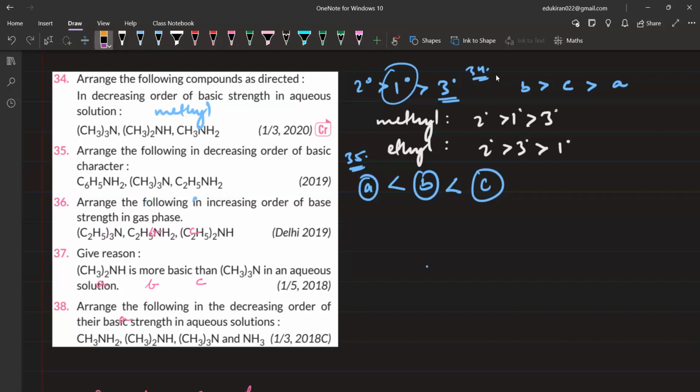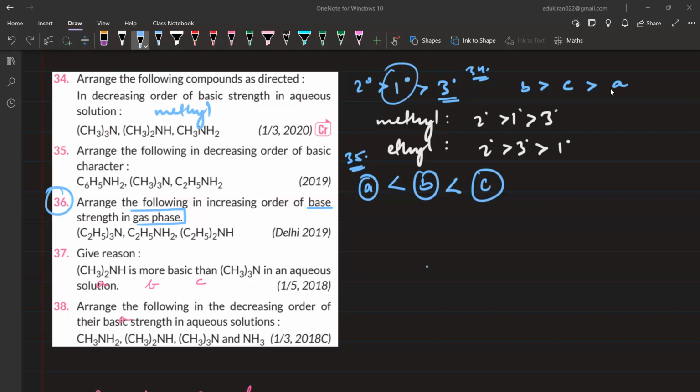Now, the third case, that is more important. You people look at this carefully. Arrange the following in increasing order of the base strength in gas phase. When you have gas phase, the steric effect is not considered there, because in gaseous phase you are only talking about the basic strength in terms of Lewis base electron density. You are not attacking any H plus ion, okay? So what is being discussed here as basic strength, that is base. In Lewis base what is seen? The electron pair, how easily it can donate the electron pair.